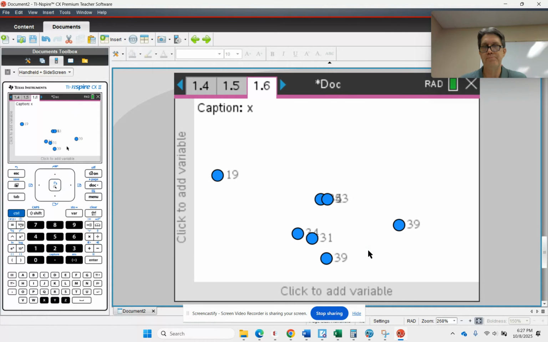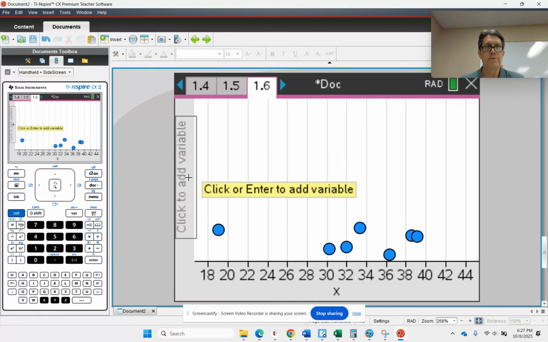So let's get a graph. Again, let's graph X versus Y.